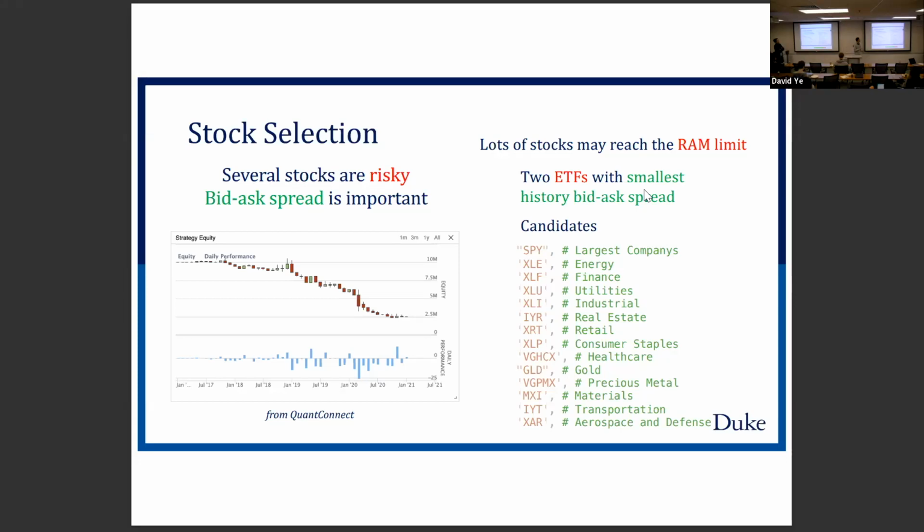However, there's a limit for the rank, so we have constraints on QuantConnect. And if we have to select very few stocks, ETFs can be a better solution. To encounter the second problem, the bid-ask spread problem, we do sorting. That is, for different candidates from different sectors, we sort by the historical bid-ask spread, and we select the two smallest ETFs to trade.